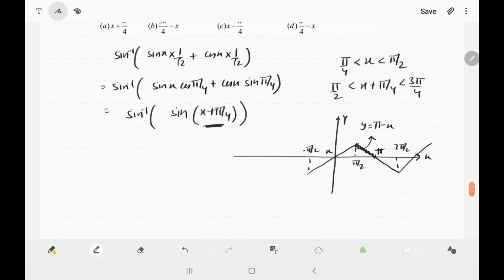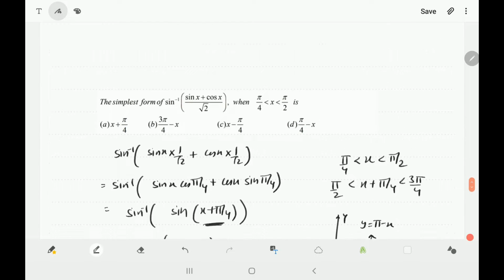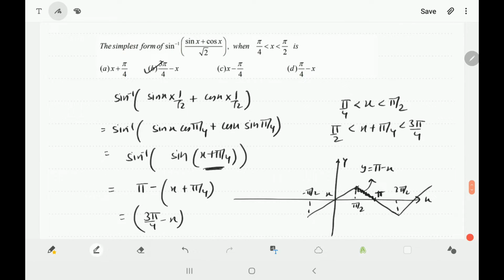Now theta is x plus pi by 4 here. So the output will be pi minus (x plus pi by 4). So pi minus pi by 4 is 3 pi by 4, minus x is the answer of this problem. So the answer of this problem is option B. I hope it is clear.